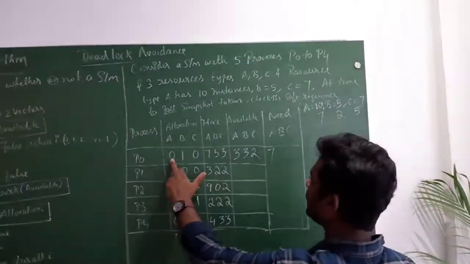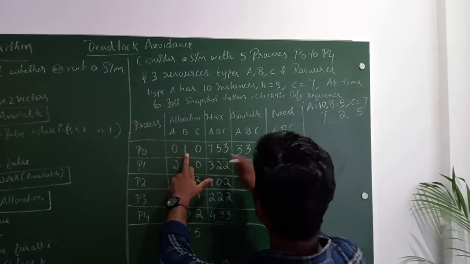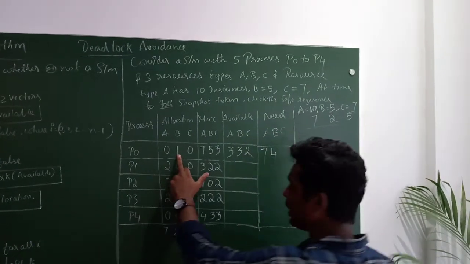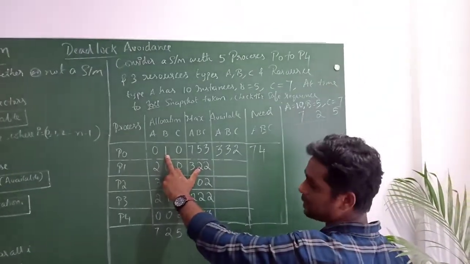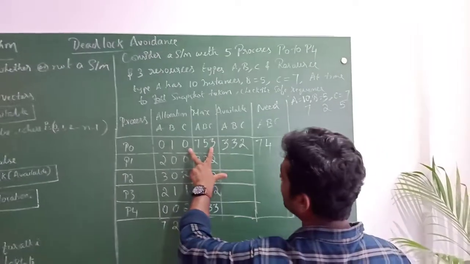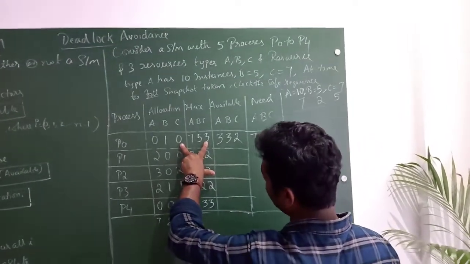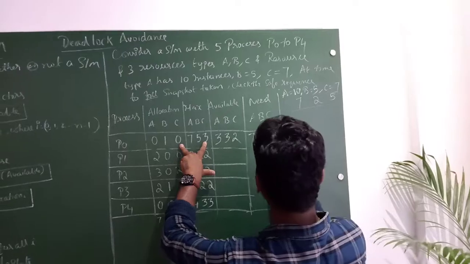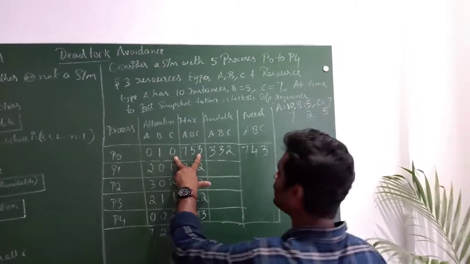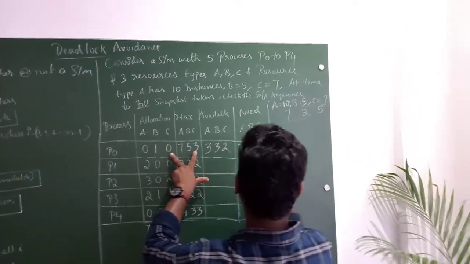Still P0 needs 7 more to complete the task. For B, 5 minus 1, still 4 instances it needs. Next, C, maximum it needs 3 but currently allocated 0. So 3 minus 0, it still needs 3 instances of resource type C, for P0.